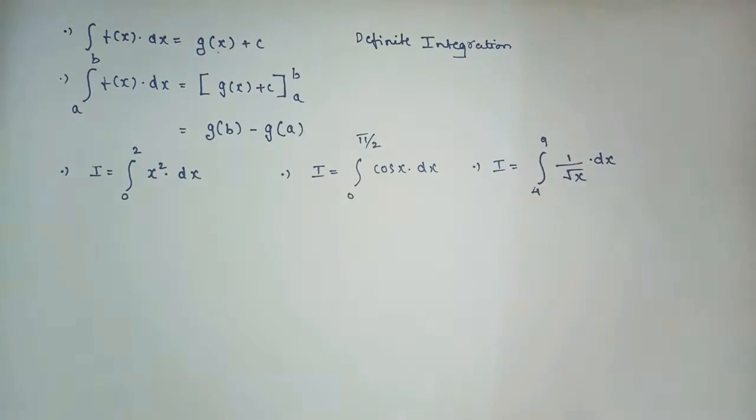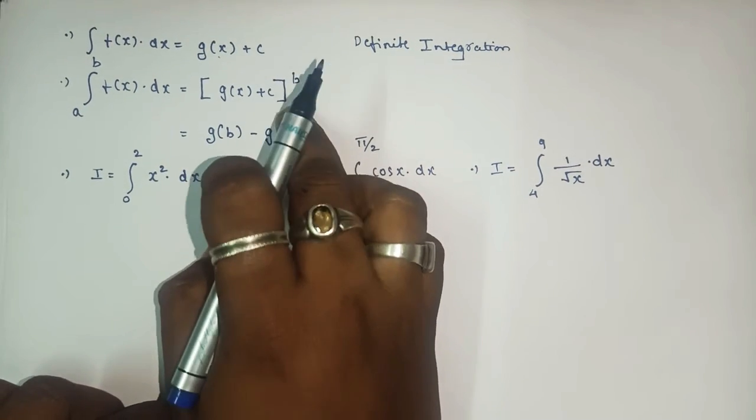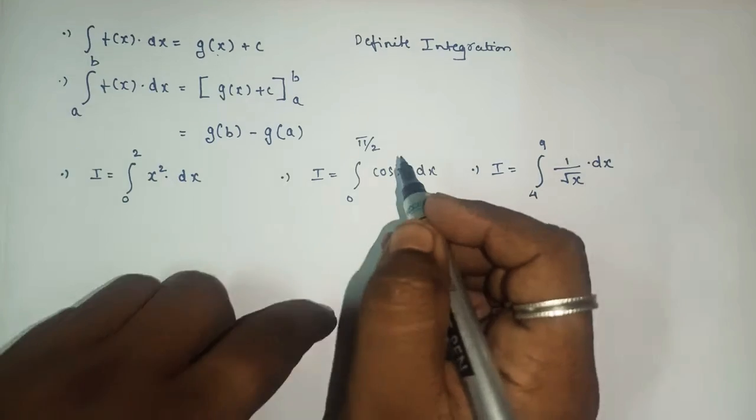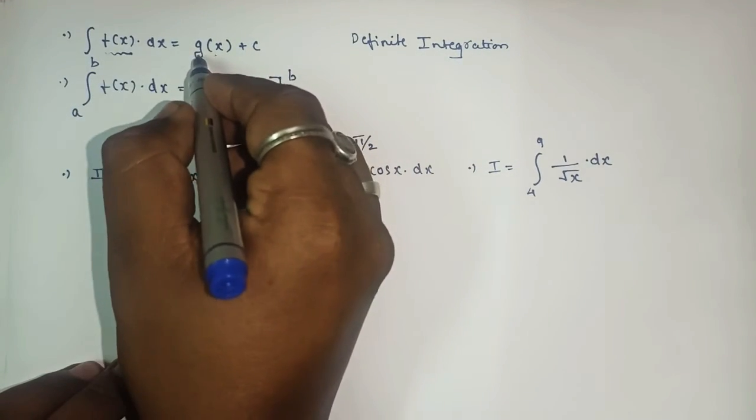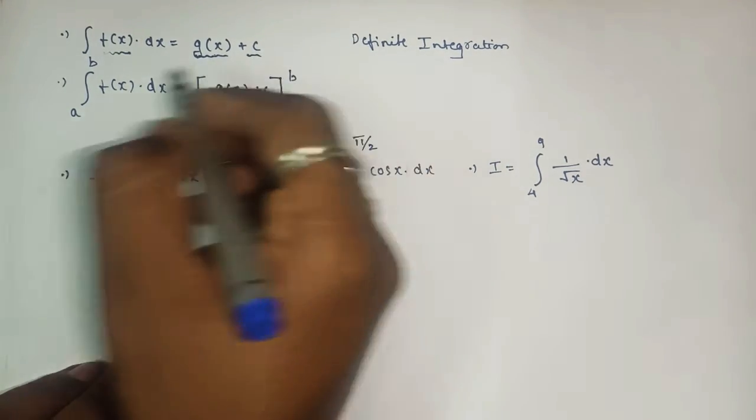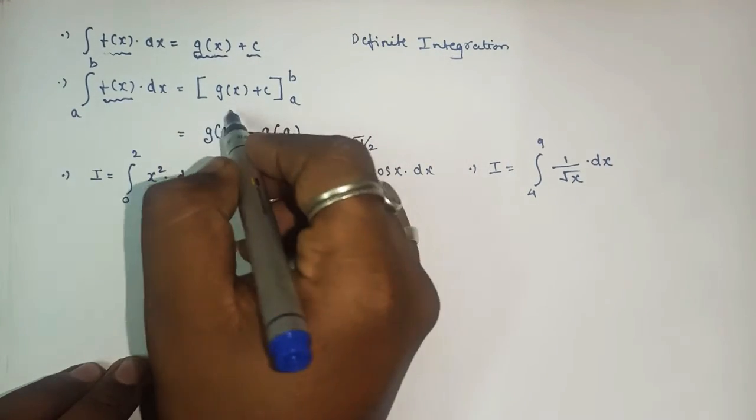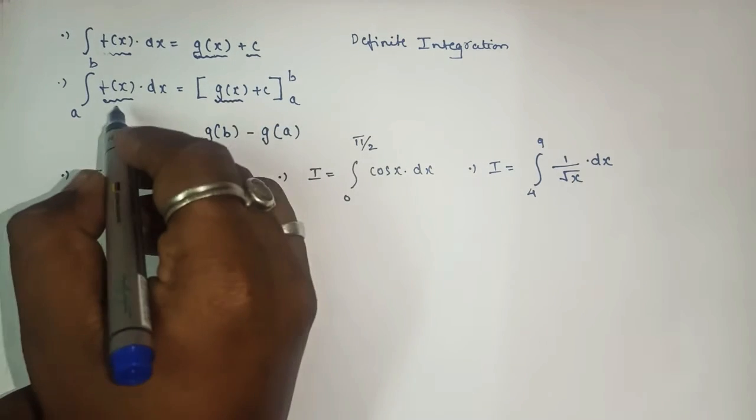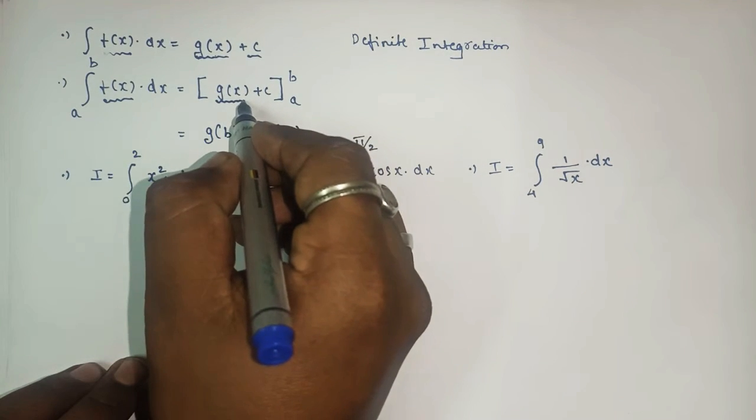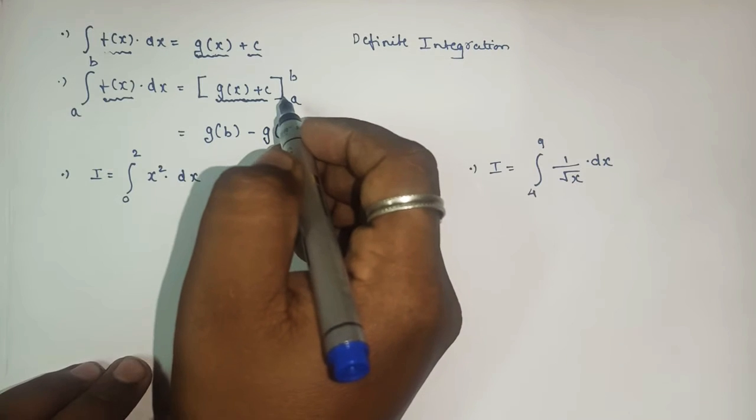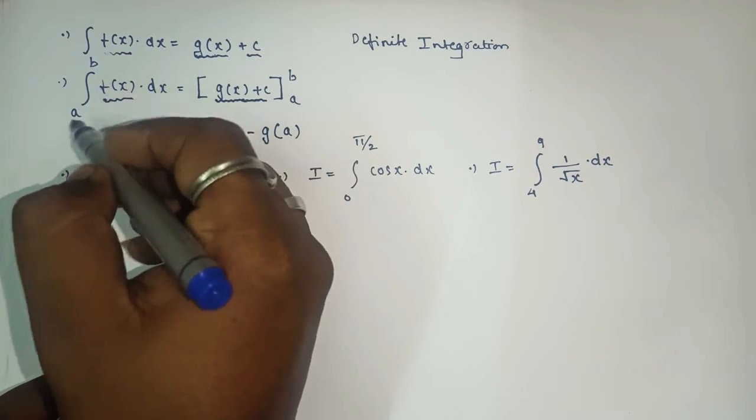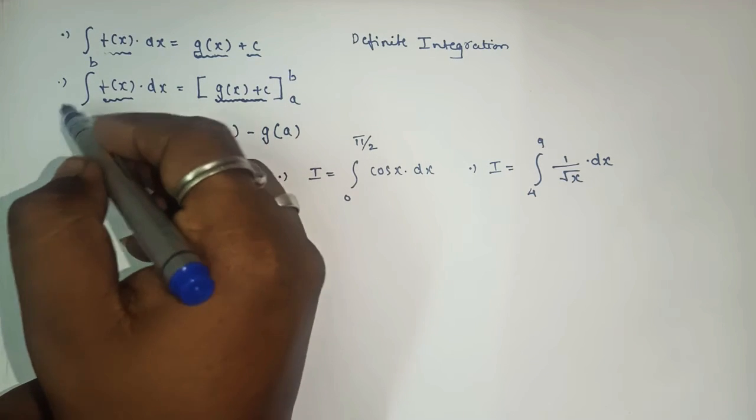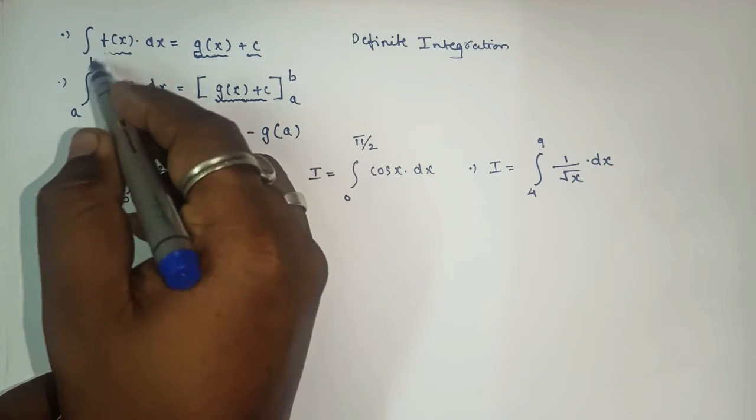Now listen here, I will show why there is no need to consider c, and how the constant of integration will get eliminated here. As we know, f of x here we got g of x plus c. Of course here also, after integrating with respect to x, we'll get g of x plus c. But here we have the limits of the integration. So now what to do about this?